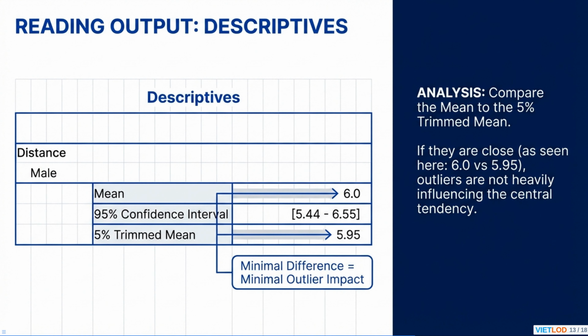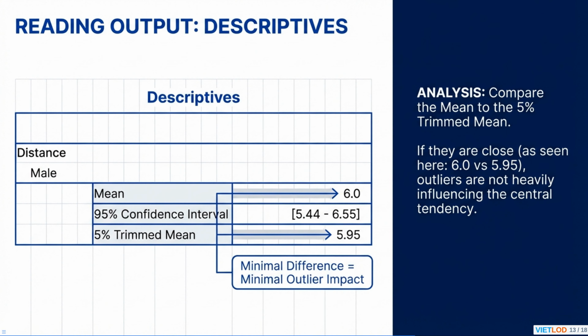The first output table we examine from the Explore procedure is the Descriptives table. Here, our main focus is on comparing the standard mean with the 5% trimmed mean. For the male group in our retail geography case study, we see that the mean distance is 6.0, while the 5% trimmed mean is 5.95. This remarkably minimal difference between these two values is a crucial indicator.